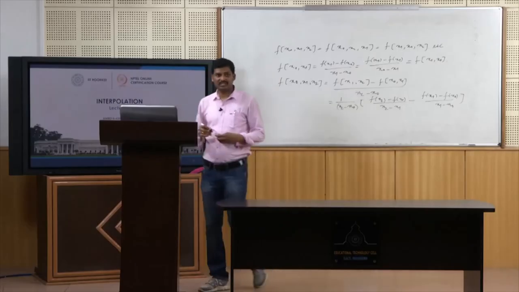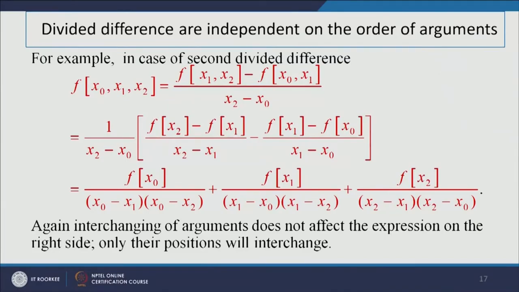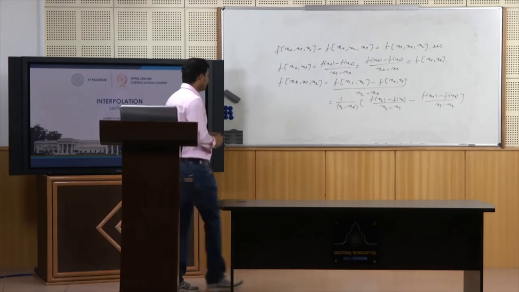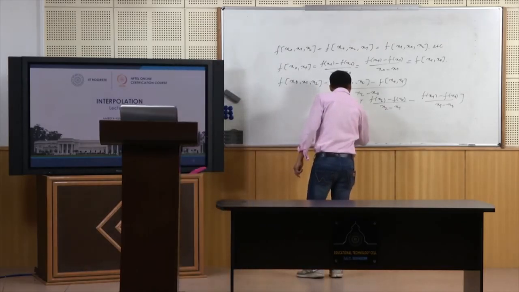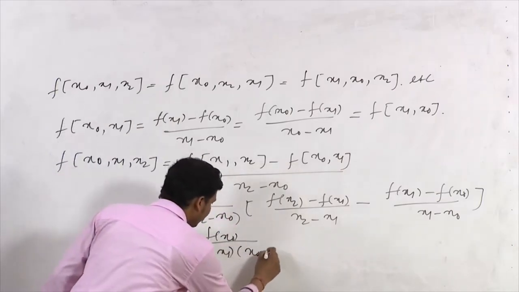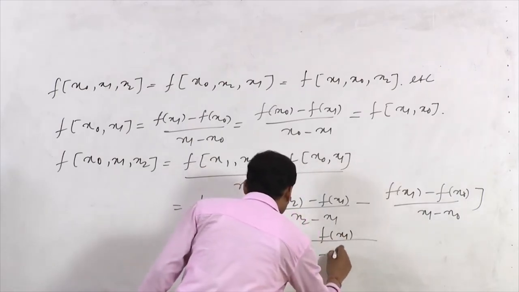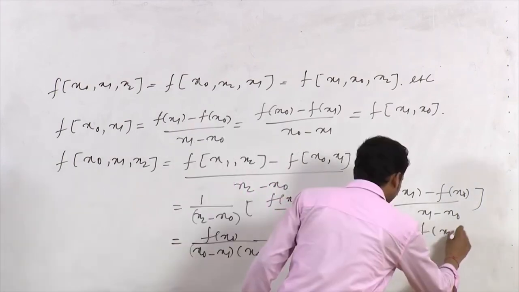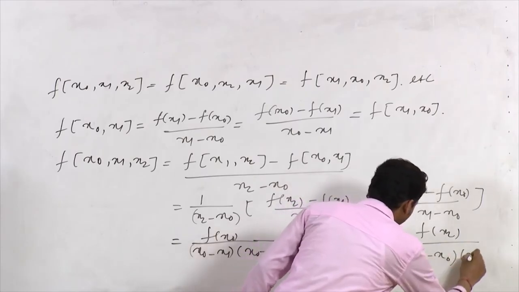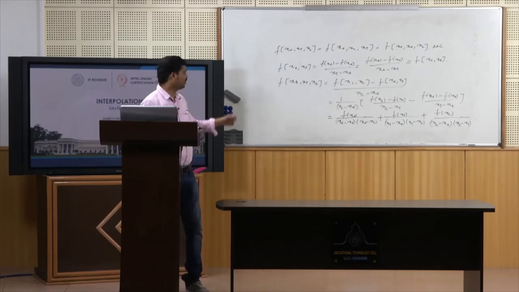So, if I take common these terms here, I can show 1 by x2 minus x0, this can be written in the form of f of x1 minus f of x2 by x1 minus x2 minus f of x0 minus f of x1 by x0 minus x1 there. And obviously, if you interchange these signs, we can write this complete statement in the form of f of x0 divided by x0 minus x1, x0 minus x2, plus f of x1 divided by x1 minus x0, x1 minus x2, plus f of x2 divided by x2 minus x0, x2 minus x1 here. So, again interchanging of arguments does not affect the solution process here.